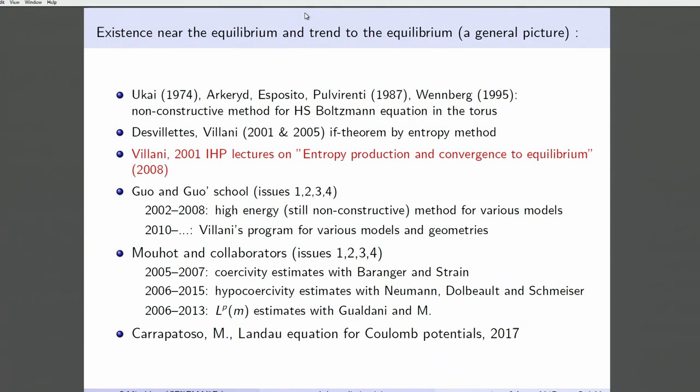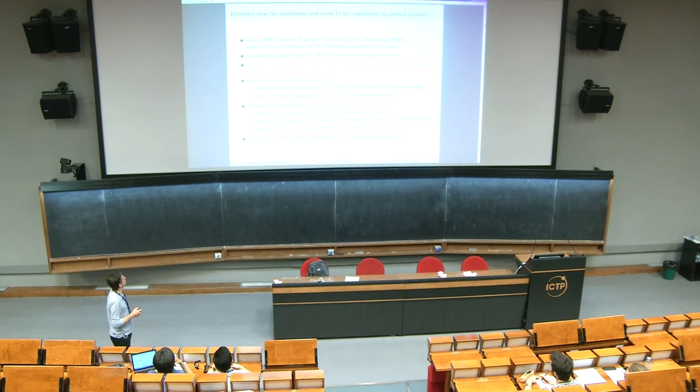Okay, so in fact there is a lot of work on the existence of solutions near the equilibrium framework and on the trend to equilibrium of the solution. The first one is by Ukai, and then there are many people who worked on it after Villani's contribution, which has nothing to do, in fact, with the linearized equation. There are mainly two schools who worked on this: one with Yan Guo and other people from China and Japan, and one by Clément Mouhot and many other collaborators.